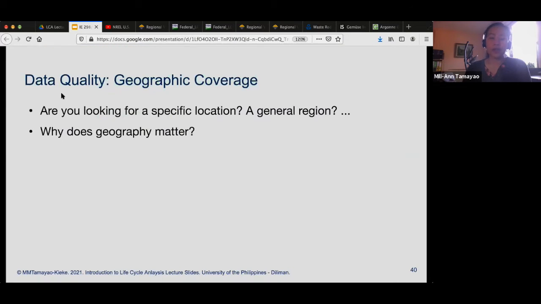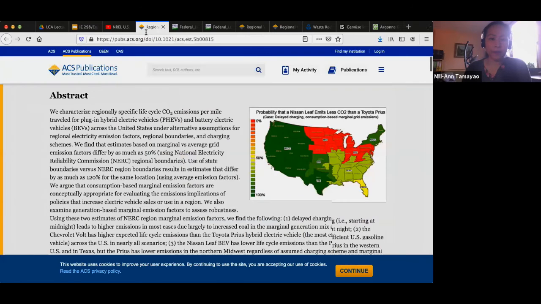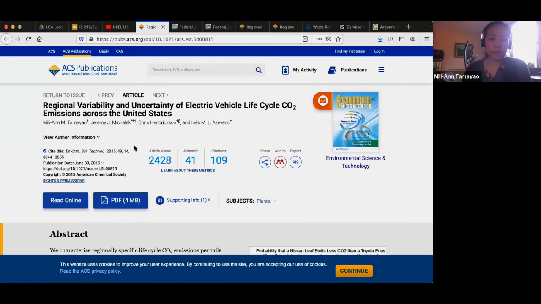So, geographic coverage. Some questions that might be helpful for you: are you looking for a specific location or a general region? Why does geography matter, for example? Let's look at this example. This is a map from a study that my advisors and I did and published in Environmental Science and Technology. Sorry, I forgot the journal momentarily.